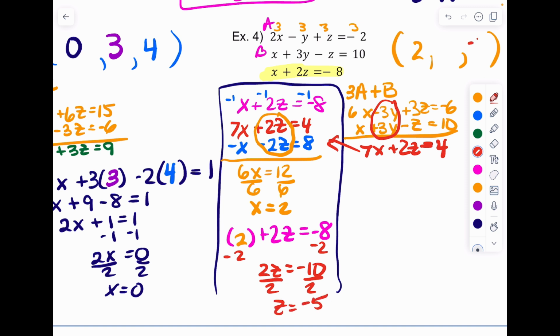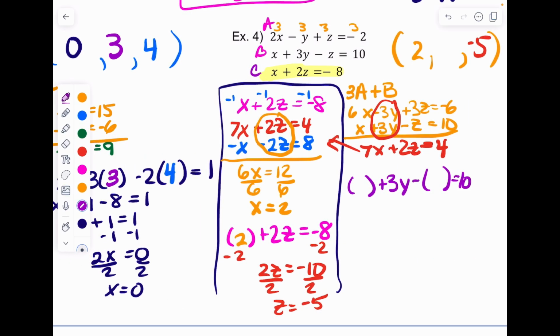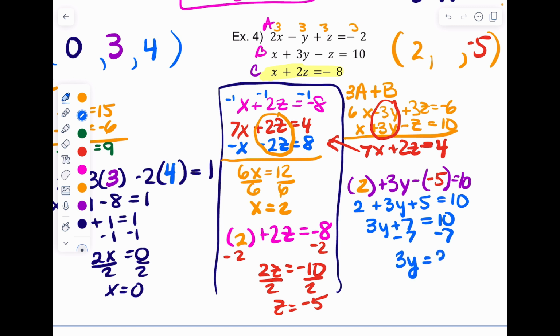Well, this is great because now I have x and z, and all I have to do is find y. Now, obviously, I'm not going to be using c in order to do that. So I'm either going to be using a or b. I'm going to use b. So this is x plus 3y minus z equals 10. And so we will take the x and put it in, and we'll take the z and put it in, and then we'll just solve. So 2 plus 3y plus 5 equals 10. 3y plus 7 equals 10. We just subtract the 7. 3y is equal to 3. Divide by 3. And finally, our y is equal to 1. And there's our last ordered triple.